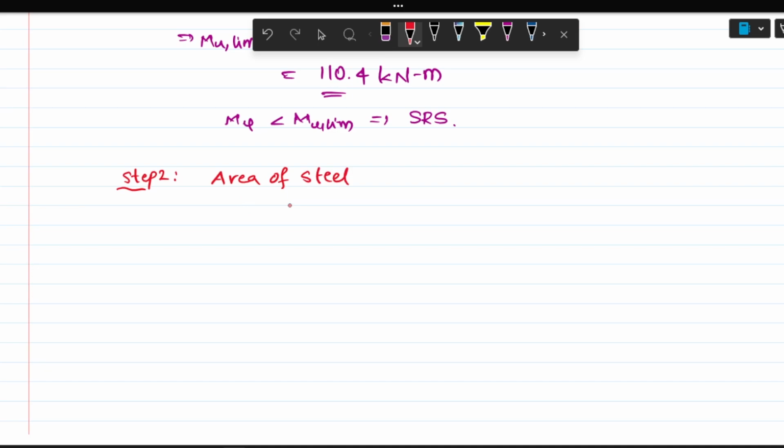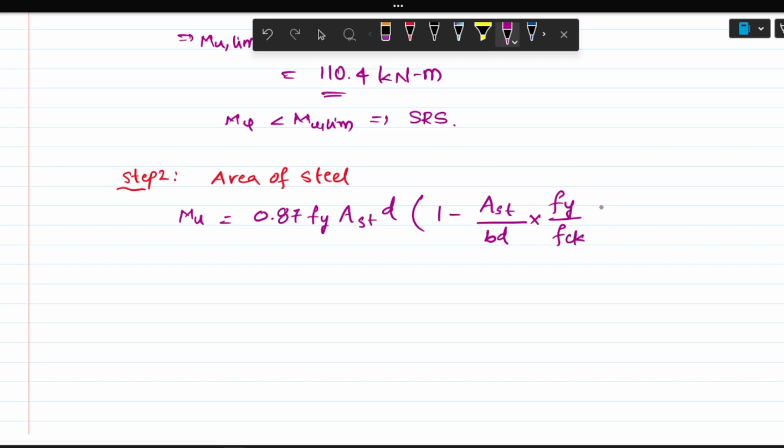For that, let us take the ultimate moment of resistance equation. That is Mu is equal to 0.87 Fy AST into D into 1 minus AST by BD into Fy by FCK. Okay, let us substitute those values and find out the value of AST here.